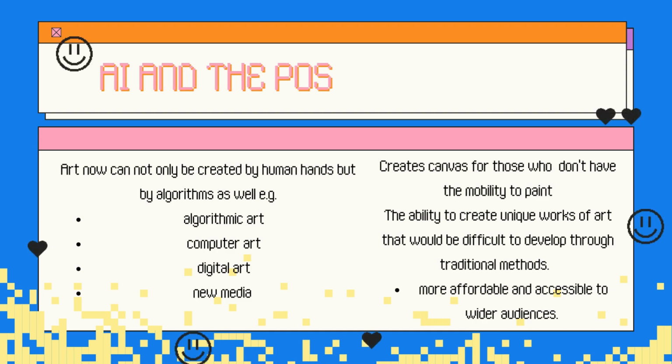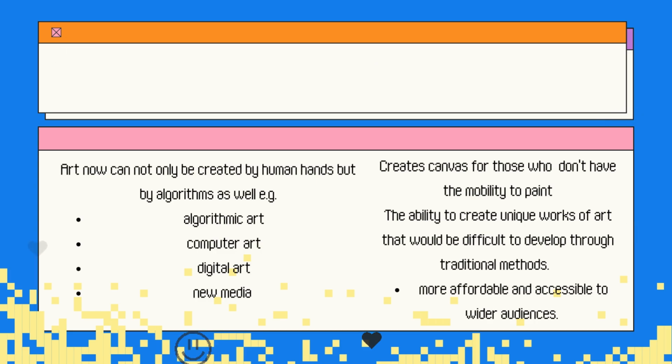Now, what we will be looking at is artificial intelligence and how we can see it in digital art today. In this slide, we'll be focusing on the positive impacts of AI, one being that it is much more accessible and affordable to a wider audience as it can provide you with all the materials you need for art online. It has the ability to create unique pieces of artwork, and it is very beneficial for those who don't have the mobility to paint. AI introduces a form of art that doesn't have to be created by human hands, rather by using algorithms.